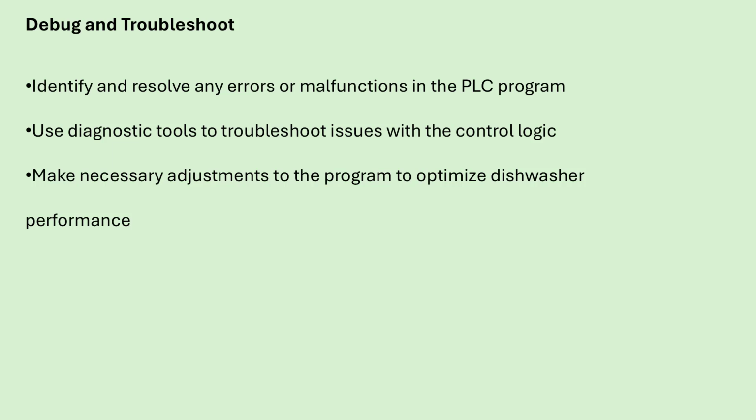Troubleshooting. Fix any bugs or logical errors that could cause the machine to malfunction, e.g., a water pump running too long or the heater not turning off. Use tools such as online editing in PLC software to make real-time corrections.